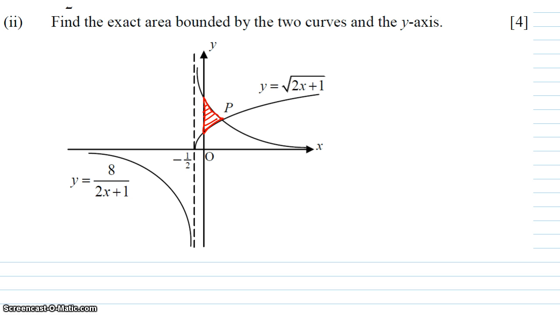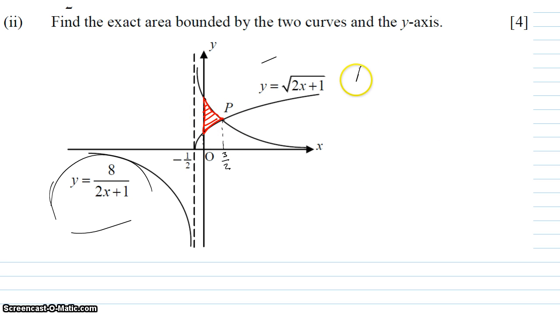Well, I need to know the boundary points. So clearly this is going to be the origin O, because it's the y-axis. And from what we found out in part 1, this is 3 over 2. Another important thing to note is that inside this region, this graph, y equals 8 over 2x plus 1, is the bigger of the two graphs. So we have to take the area under this curve between these 2 points, subtract away the area under this curve, which is this white space here, and that will give us what's left over, the red space.